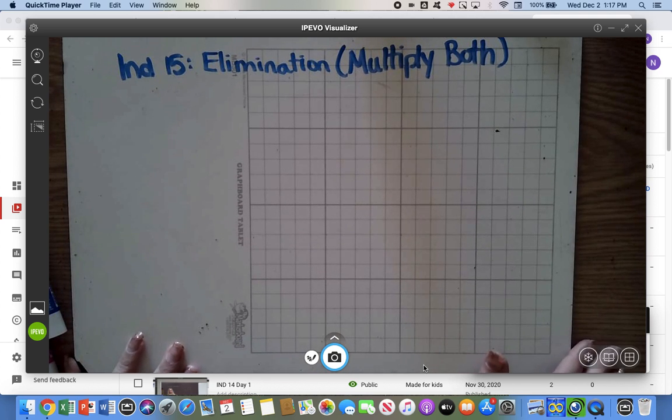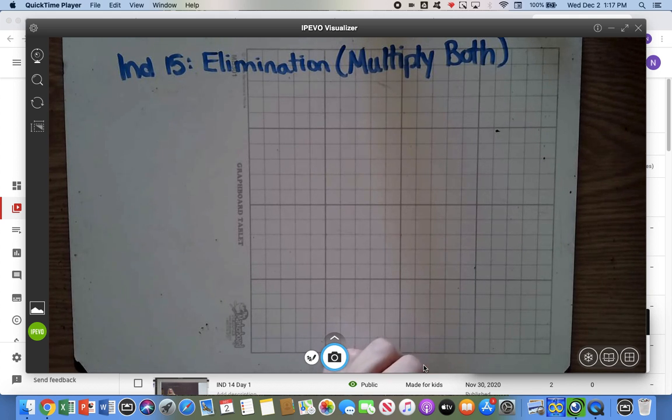Happy Tuesday. We are doing our last day of notes. Woohoo! Before Christmas. I am so excited. All right, so last day of notes. We are still doing elimination. We just got to do a little bit more multiplication today than what we did yesterday.